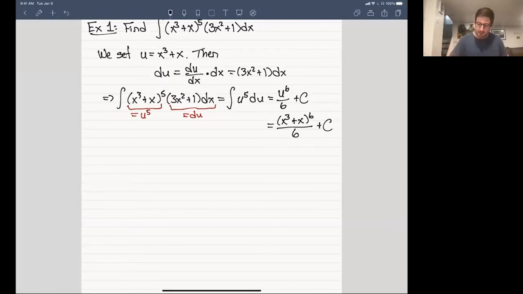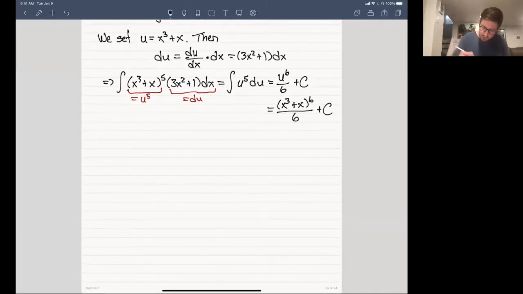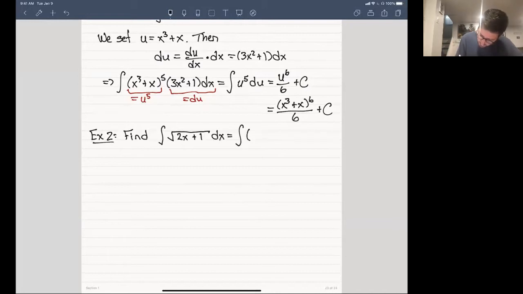Let's scale up the complexity though a little bit. Okay, so let me give you another example. Let's think about this. So example 2. Okay, so let's find all antiderivatives of the square root of 2x plus 1 dx. Okay, the first thing that I'm going to do is I'm actually going to write that square root as an exponent, just so we can see this.